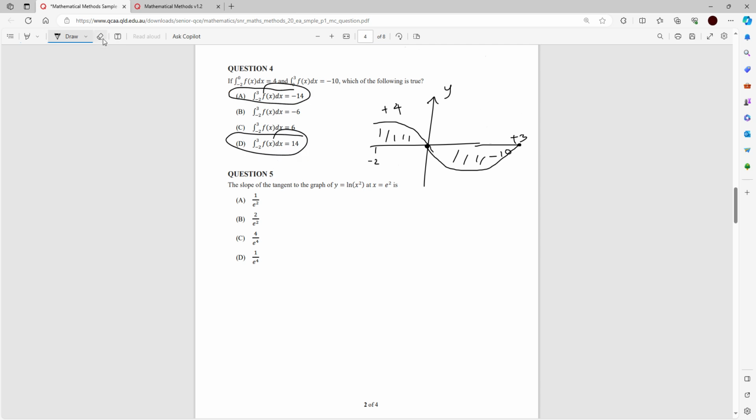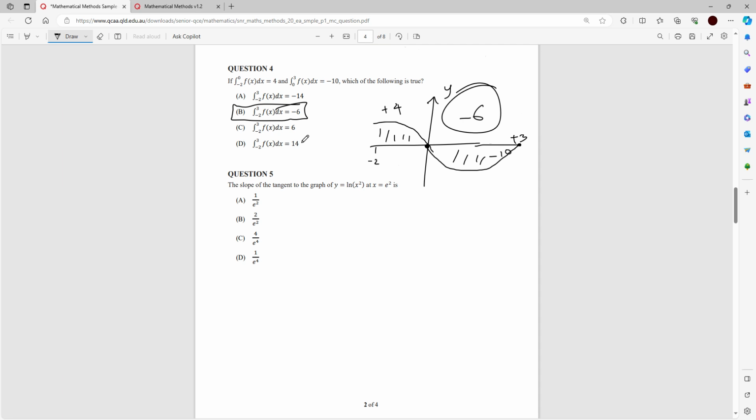But that's not correct, because they're asking for the integral. So the -10 and the positive 4 are going to cancel a bit of each other out. So it's just going to be -10 plus 4. So the answer is -6. And the correct answer, yep, is B. And that's how you would answer that question there. So it's a bit tricky, that one.